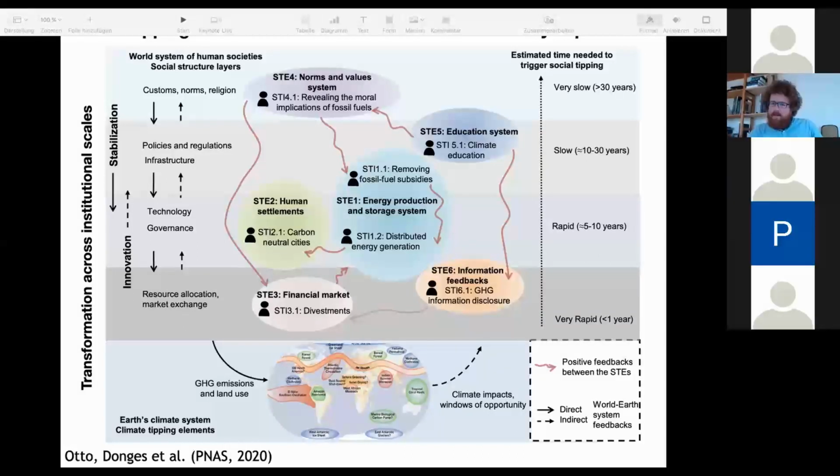And we did this expert elicitation asking people to identify what potential social processes could have the potential to produce tipping dynamics, which could lead to a rapid decarbonization as it is needed by the Paris Agreement. So effectively net decarbonization by 2050, that is in 30 years from now. And there are all these different tipping elements that were identified, ranging from financial markets to norms and value systems.